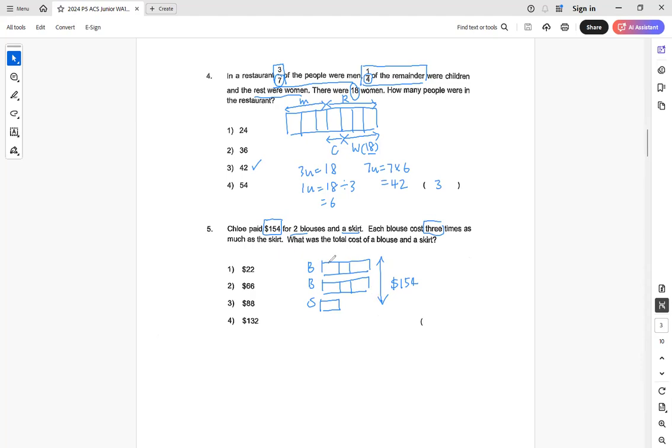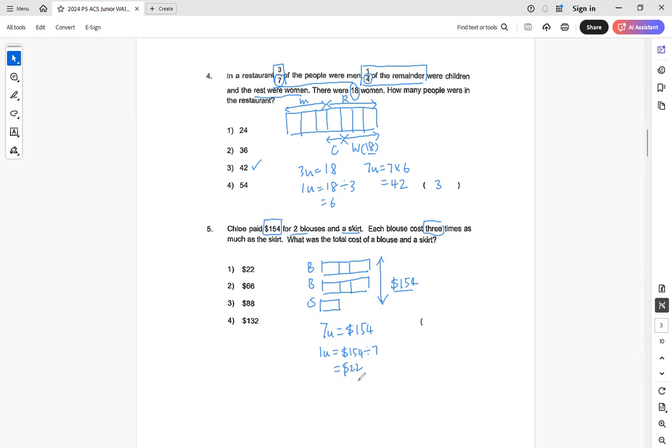Now let's count the total number of units. 1, 2, 3, 4, 5, 6, 7. So 7 units will correspond to $154, which is the total here. So let's write down. I'll always have to find 1 unit. I will take $154 divided by 7. If you do your long division, you will get $22.